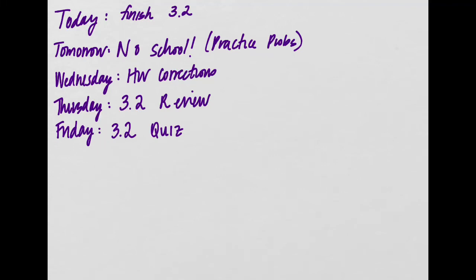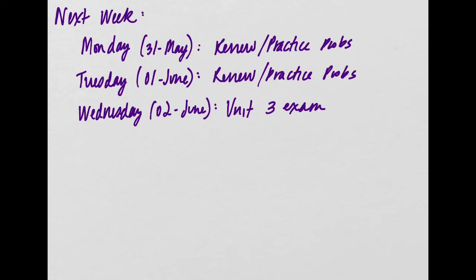Good morning. Here is what we are going to do for the rest of the week. Today we're going to finish 3.2. Tomorrow there's no school, but I'm going to give you some practice problems to work on because on Wednesday we're going to do homework corrections for all of 3.2, because I don't think we've had a single homework correction for this whole section. So we'll do a big homework correction on Wednesday, and then Thursday we'll do a review video, and then Friday you have your 3.2 quiz, and then next week we will have kind of a short-ish week.